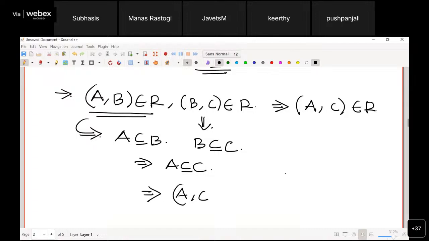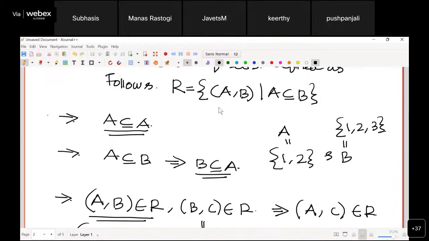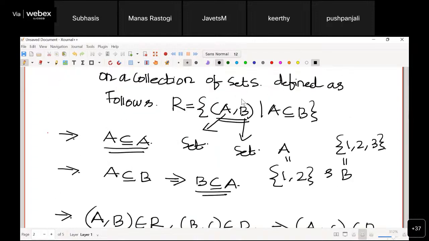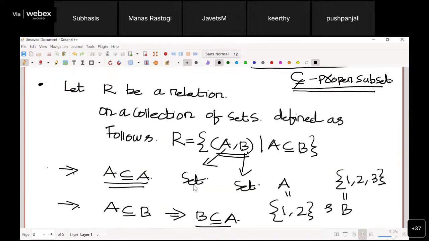How are you saying that B is a subset of C and A is a subset of B? That is how we have defined the relation R. (A, B) is an ordered pair in the relation. In this relation, A represents a set and B also represents a set. So the way we have defined R, (A, B) in R means A is a subset of B, and (B, C) in R means B is a subset of C.